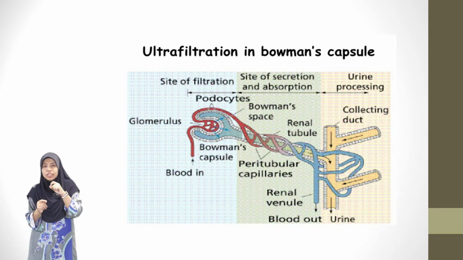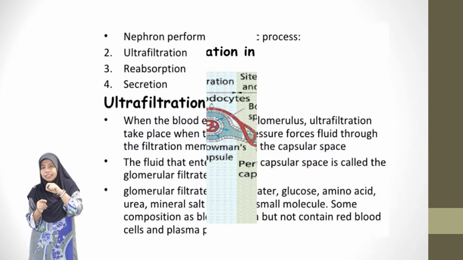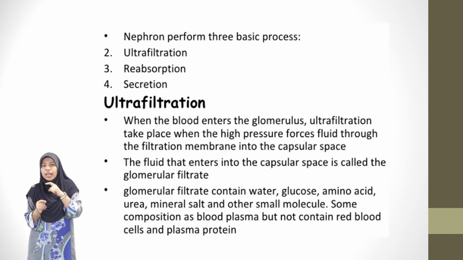The high hydrostatic pressure will push all the blood components to filtrate into the Bowman capsule. All the blood components will enter the Bowman capsule except plasma protein and red blood cells, because the size of the plasma protein and the red blood cells is bigger. Then the filtrate will flow to the proximal convoluted tubule.